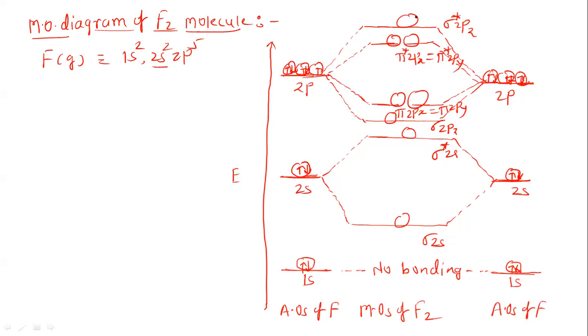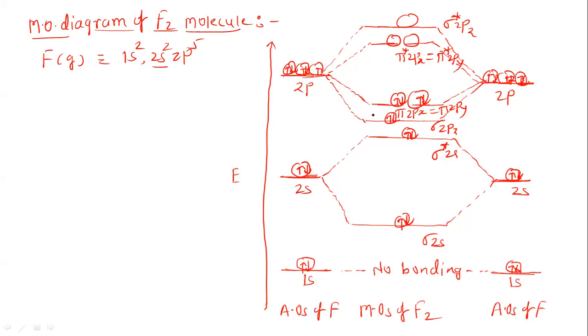Let us distribute the electrons. Now this 1s is not involved in the bonding, so don't consider them. This 2s 2 plus 2 is 4, and for the total number of electrons, 7 plus 7 is 14. So first two electrons go into the sigma 2s bonding molecular orbital. Next two go into the sigma star 2s antibonding molecular orbital. According to the increasing energy level, we have to distribute the electrons, just like we fill the electrons in the atomic orbitals. We fill the electrons first into the 1s, then 2s, then 2p, then 3s. Same thing here. Sigma 2s first, sigma star 2s later, then sigma 2pz, then pi 2px equal to pi 2py, pi bonding molecular orbitals.